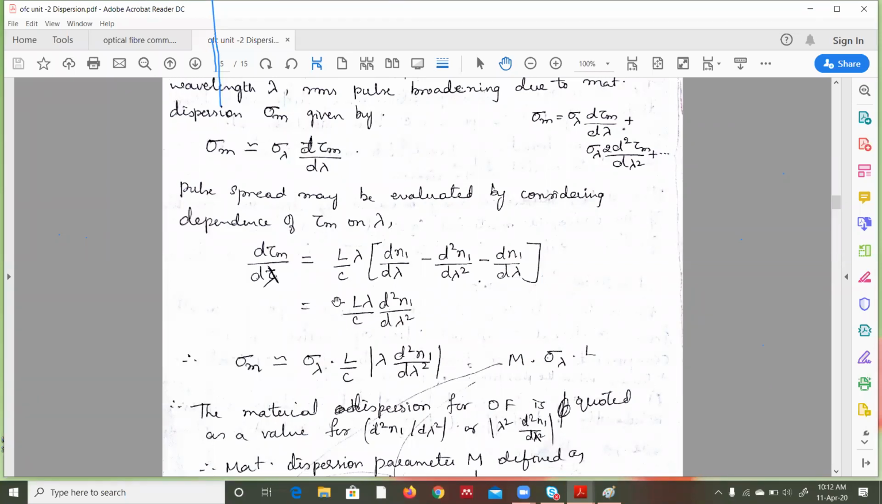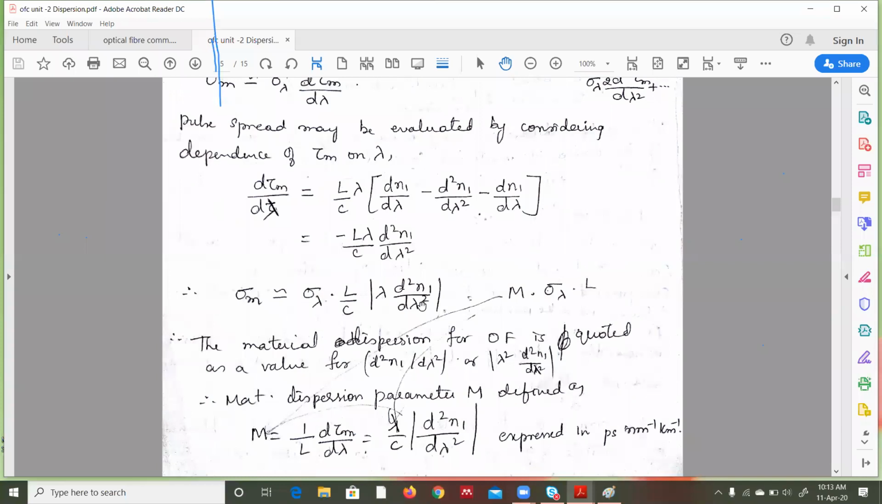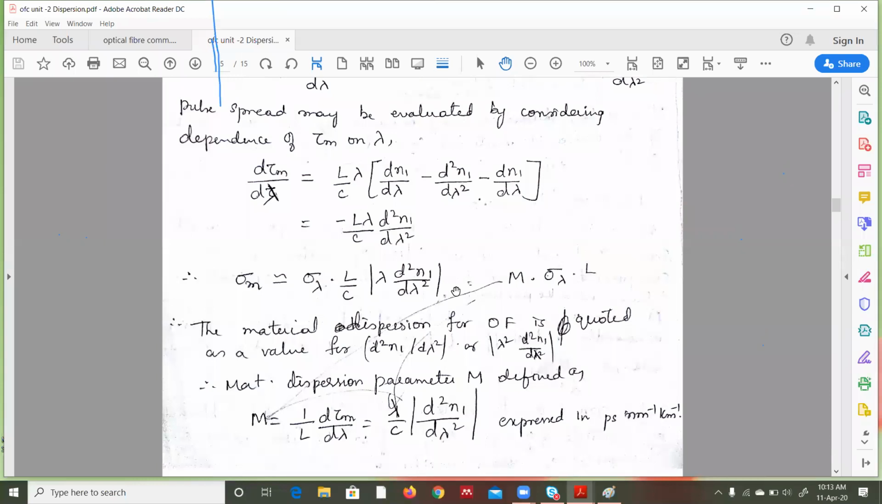So replace that term in the previous expression of sigma m. Sigma m is approximately equal to sigma lambda times d tau m by d lambda, which is minus L by c, lambda times d square n1 by d lambda square. So if you want to ignore the negative sign, you can take the magnitude of lambda times d square n1 by d lambda square, so that the negative sign can be eliminated. So this is the expression for the material dispersion, considering length, refractive index, and wavelength, along with the spectral width of the light source. So one has to define a parameter from the same expression.